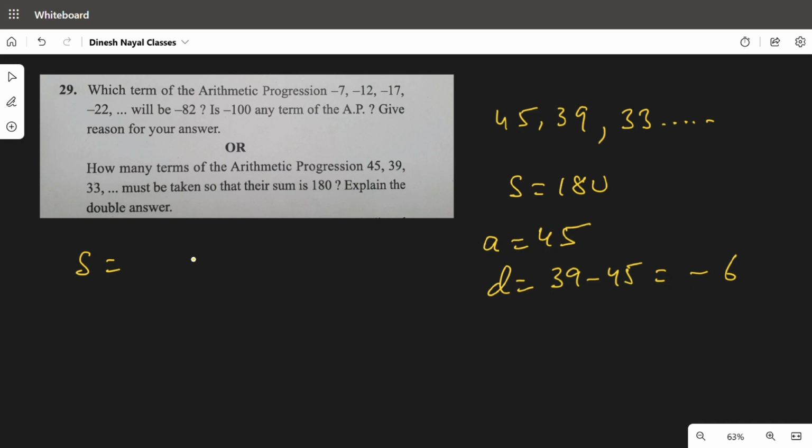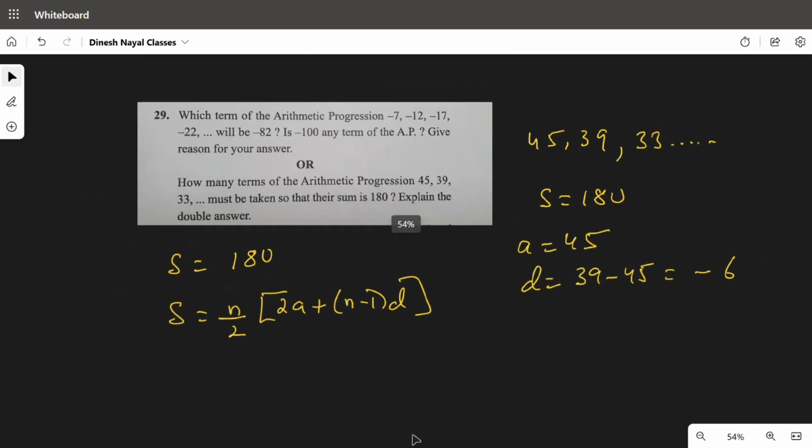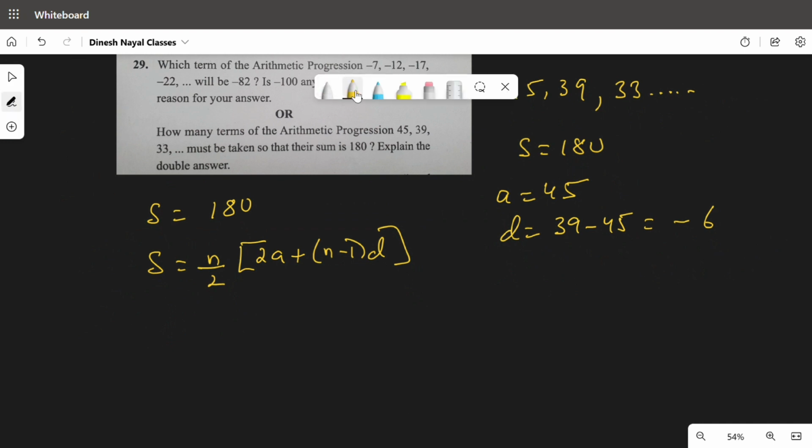Now we know that the sum is 180. What is the formula for the sum? Sum is n by 2 into 2a plus n minus 1 into d. Now substituting the values. They have given you 180 equals n by 2 into... I think we have to find n only, because the question asks how many terms. We have to find the value of n. That will give you the number of terms.